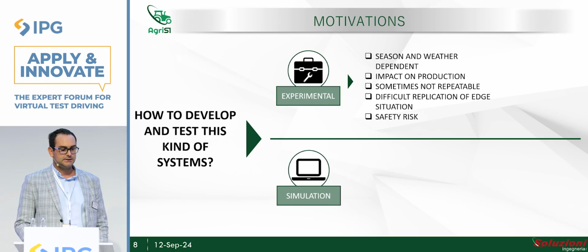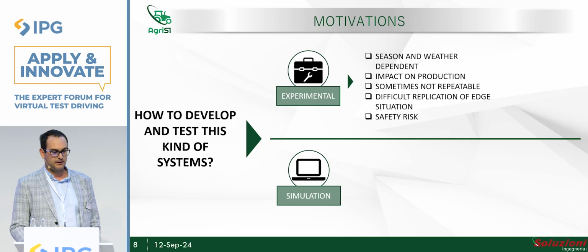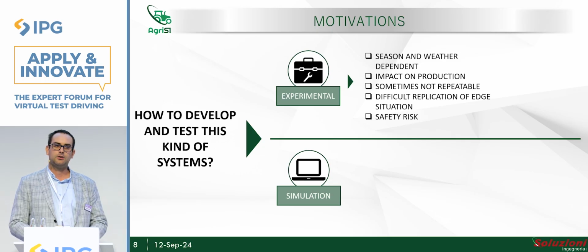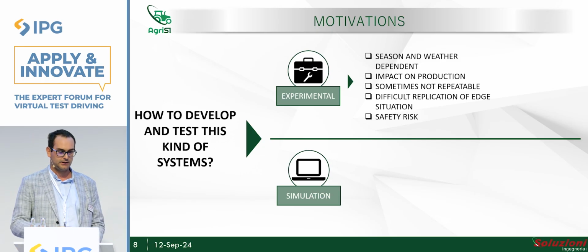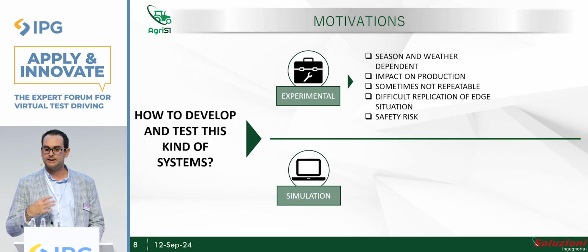Experimental in this case is season and weather dependent. So I cannot do all the agricultural operations that I want at every moment of the year. It's not possible. So it's season dependent. I can also have an impact on production in case the test fails.